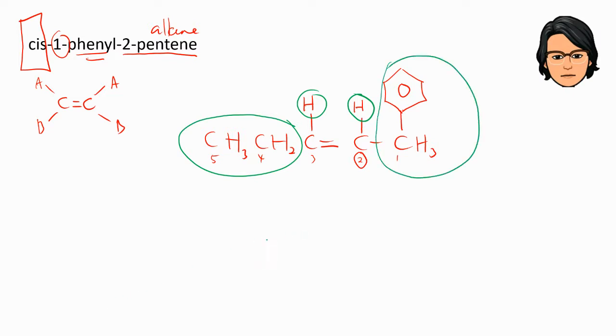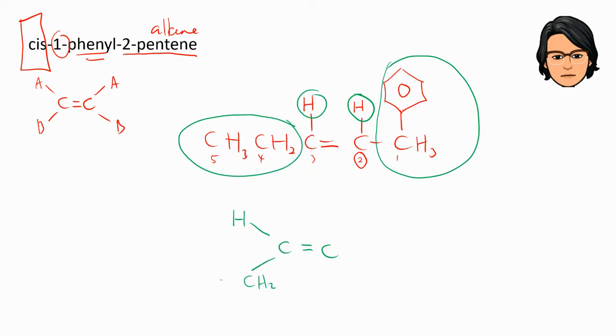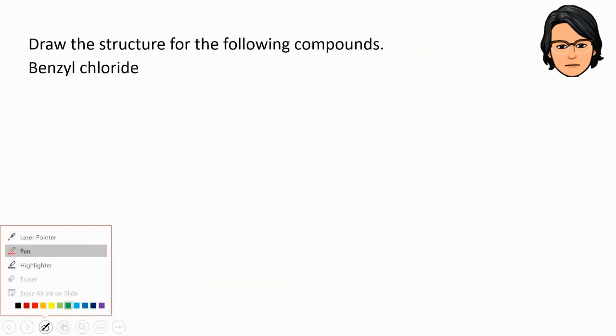Let's draw 6. First draw the double bond. Then I have H, and I have CH2CH3. It's 6, so H on top. And then look at this carbon. It has CH3 and a phenyl. So you can draw CH3 and phenyl. So this is the cis shape. This time remember there's a shape here. Okay, now this is the last one.